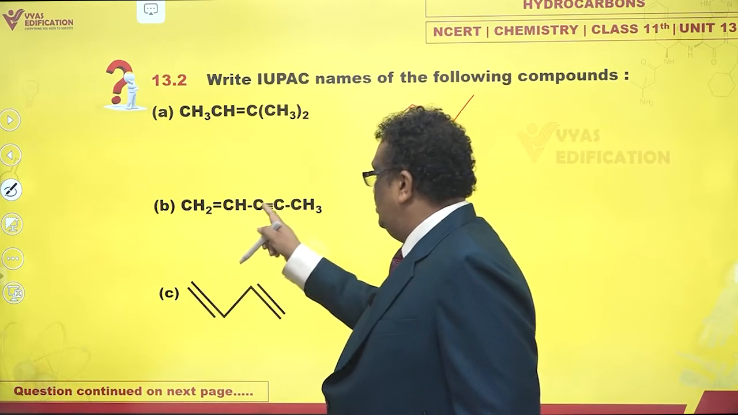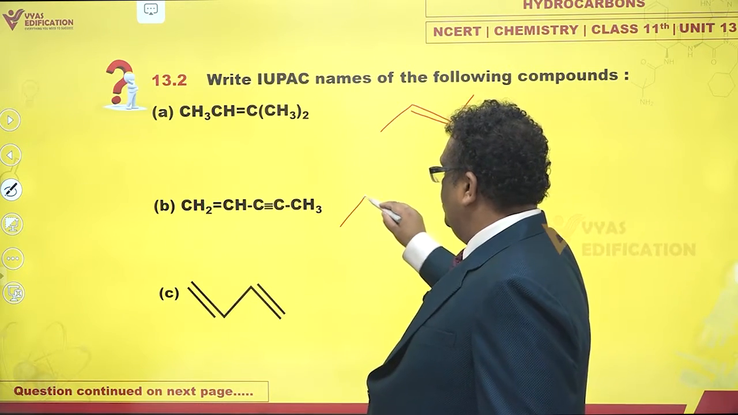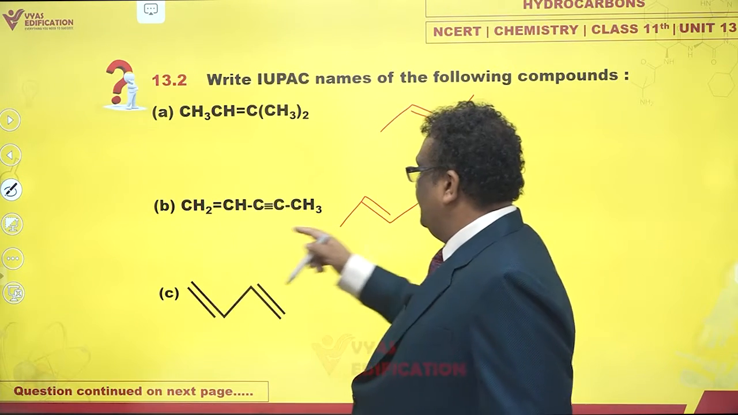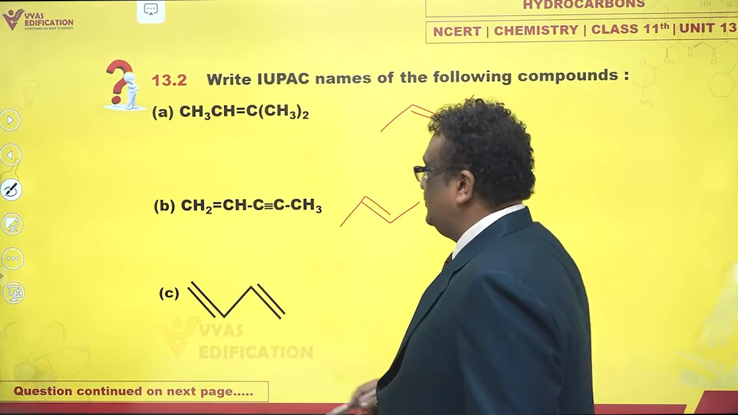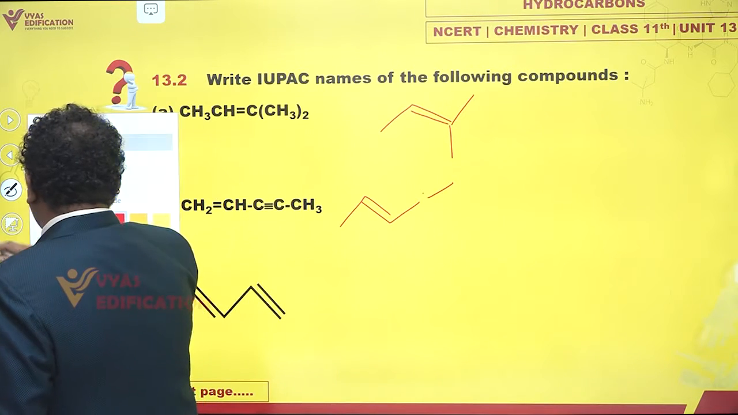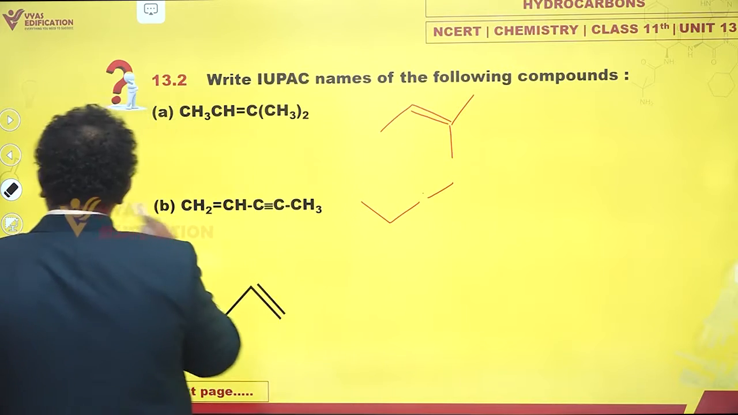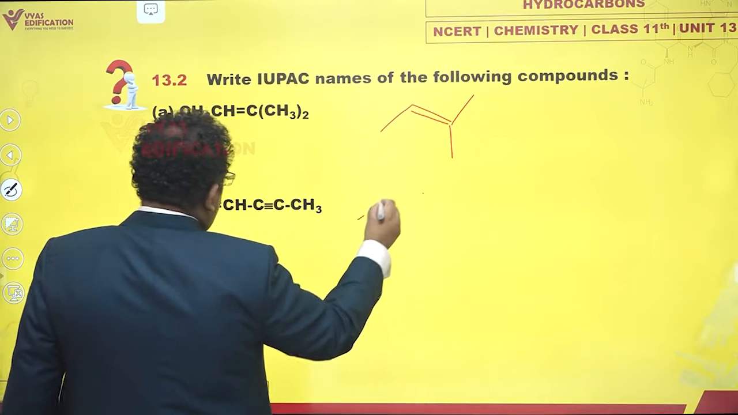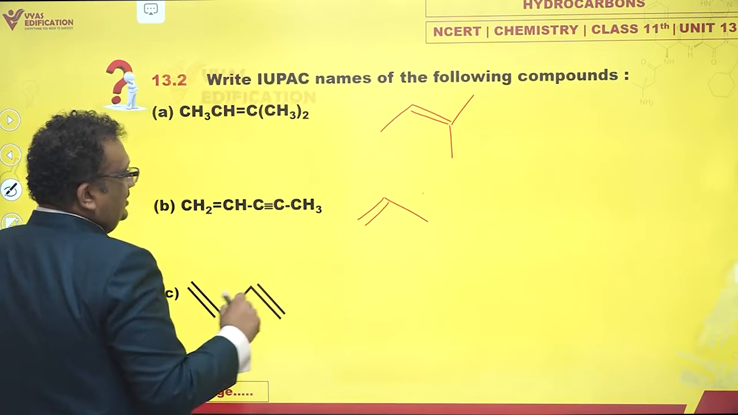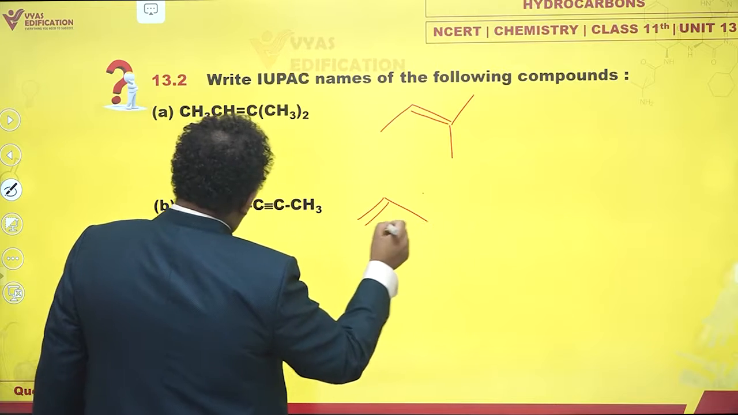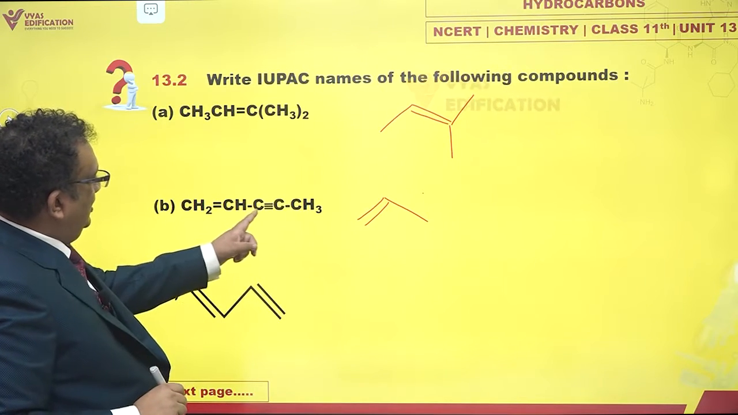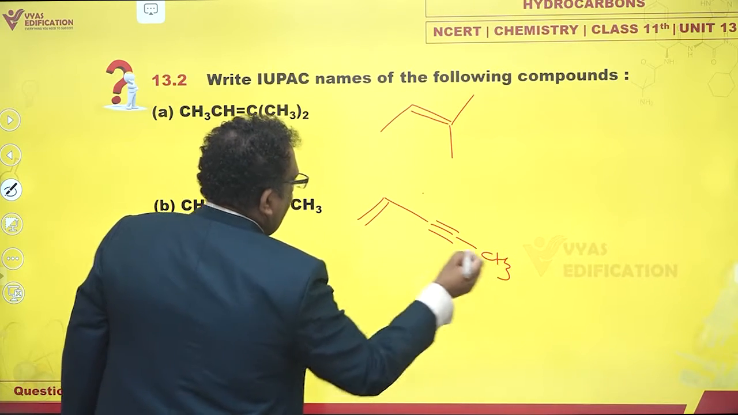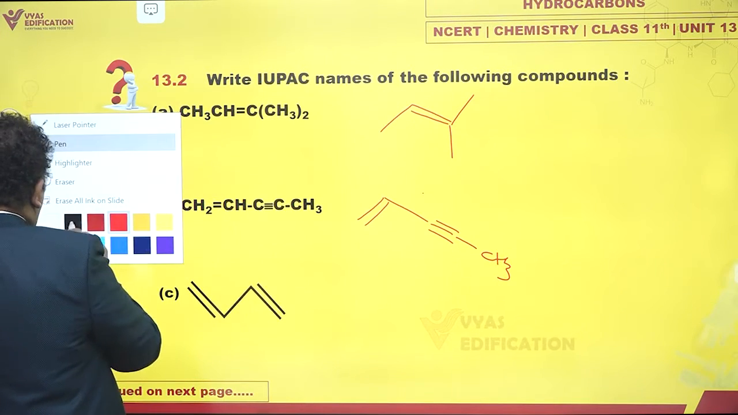Now, 1, 2, 3, 4, 5. 1, 2, 3, 4. I'll just draw this again. Double bond, CH, C, 1, 2, 3. Triple bond C. And then I have CH3. A molecule like this, and this is already a bond line notation.